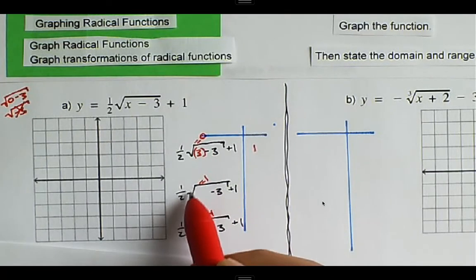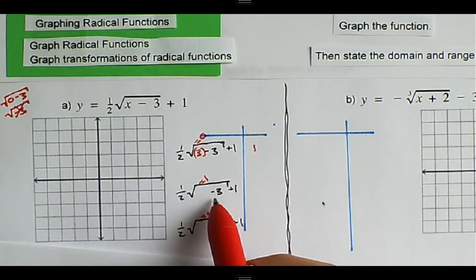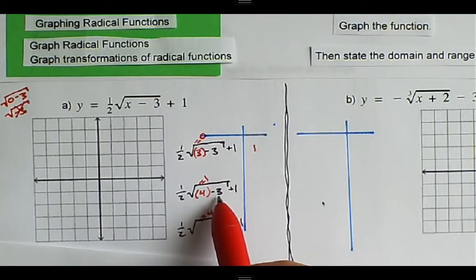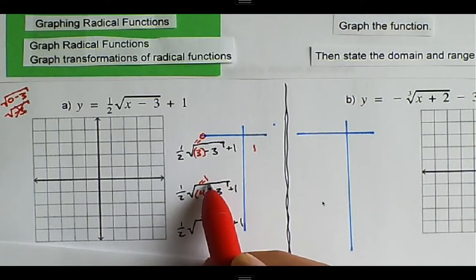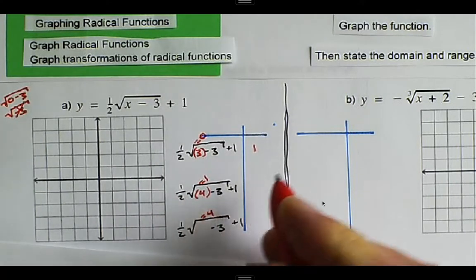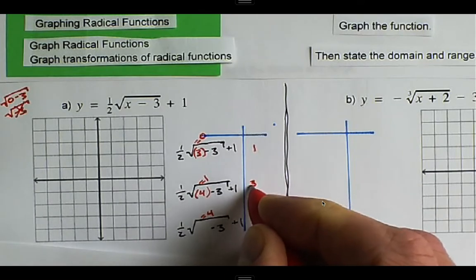How can we make what's underneath the radical be equal to 1? Well, we need it to be 1 bigger than this, so we're going to substitute in 4. 4 minus 3 is 1. The square root of 1 is still 1, times 1/2. 1 times 1/2 is 1/2, plus 1, that is 3/2.